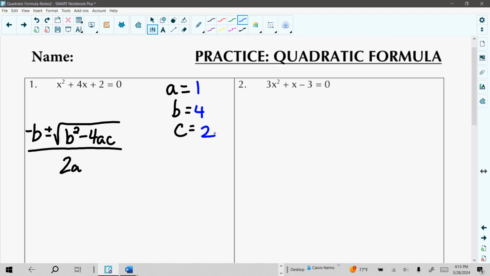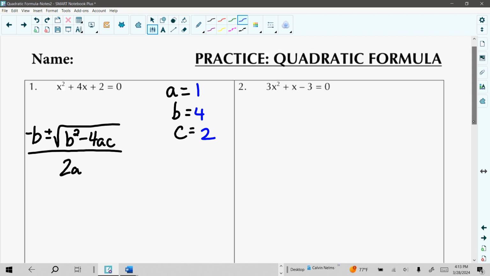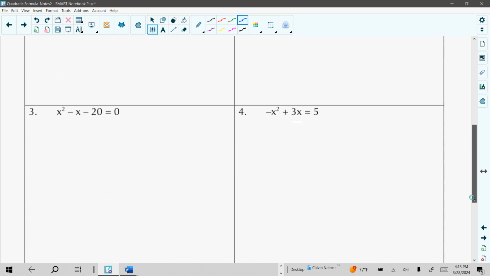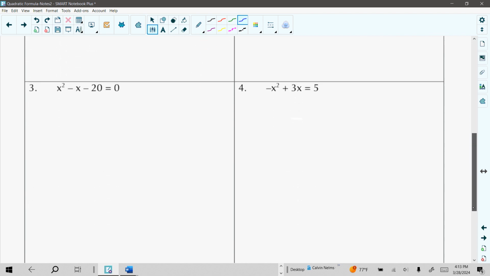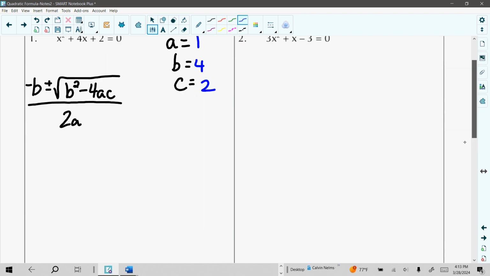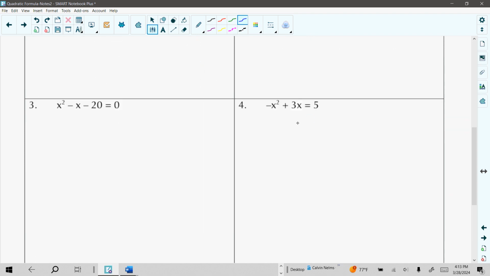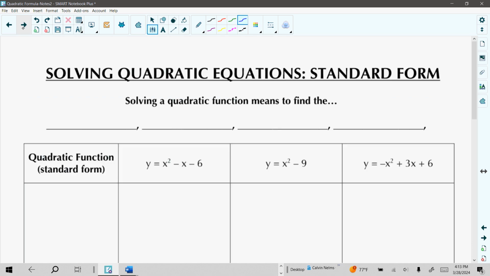So I want you to see if you can do the computation. Just basically apply the quadratic formula and get your solutions. I just want you to try this. And when you get to number 4, that's when it's not equal to 0, so you do have to put it in standard form. And then on the next page, we're going to get into the formula, but also the discriminant, which is the last part of our notes here.